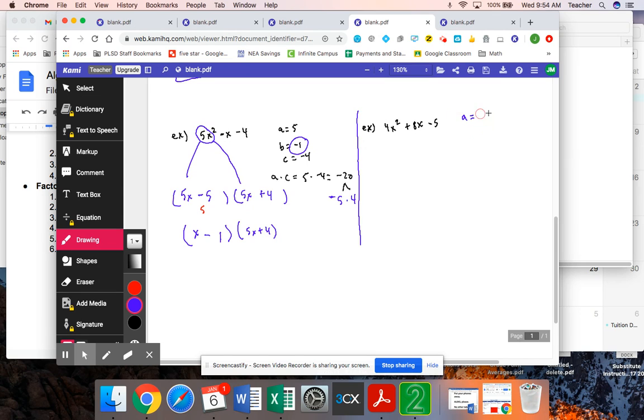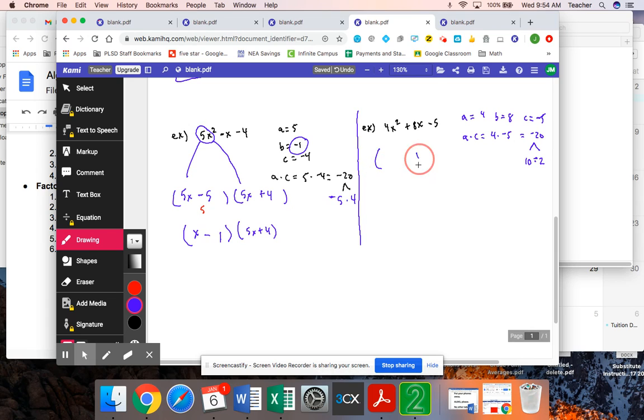I know that A is 4, B is 8, C is -5. A, B, C. I'm going to need to know that A times C, which is 4 times -5, is equal to -20. And I'm going to need two factors of -20 that add up to 8. I know somehow, some way, a 10 and a 2 will get me an 8 if I do some kind of subtracting. I will get a positive 8 if my 2 is negative, right?